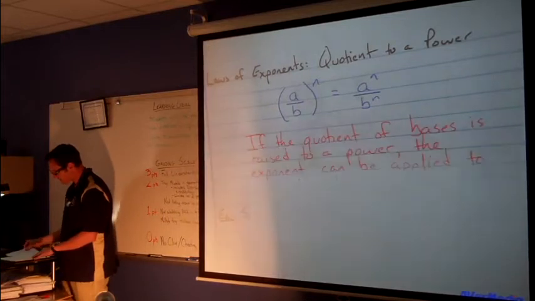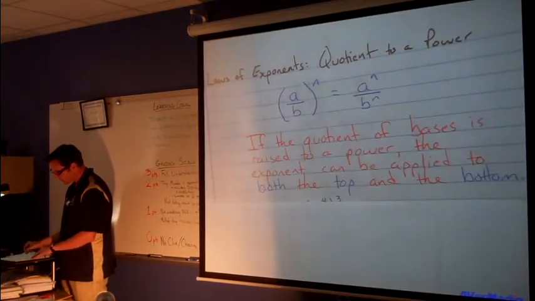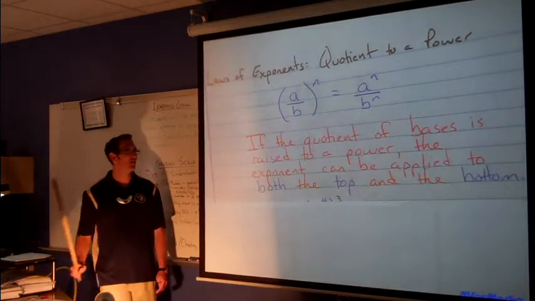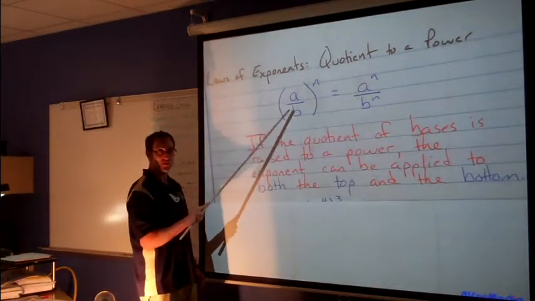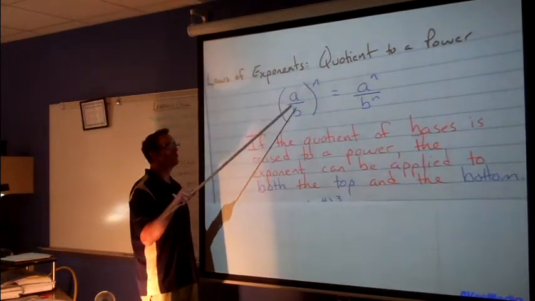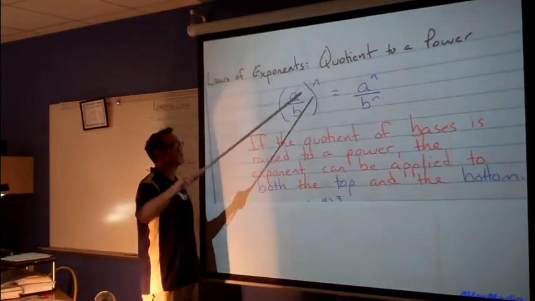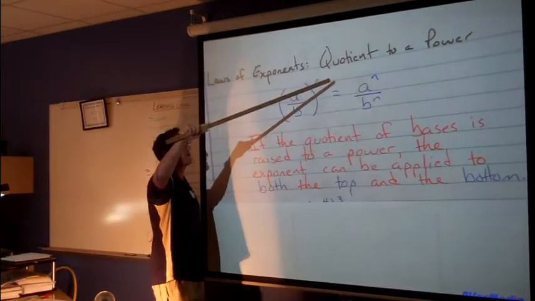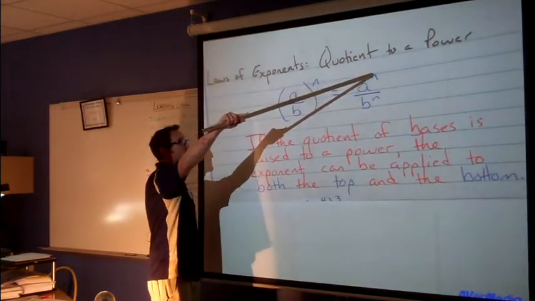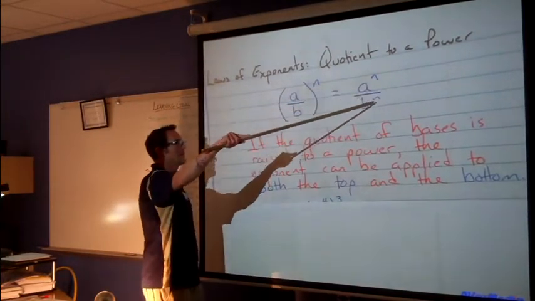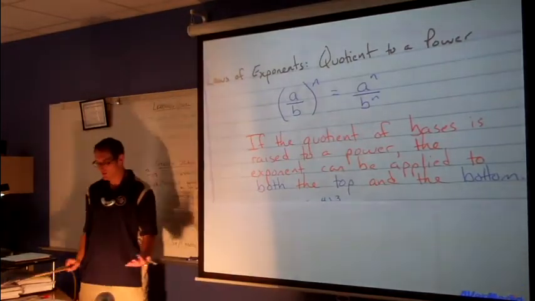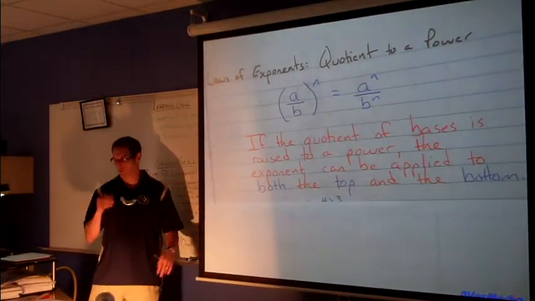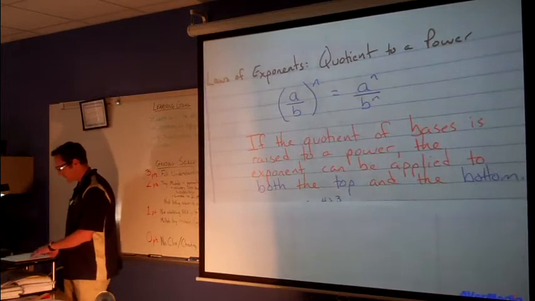So the words that I've written out for this: if the quotient of 2 bases, remember division means quotient, if the quotient of 2 bases is being raised to a power, the exponent can be applied to both the top and the bottom. Okay, so that's how this law works. It's very similar to product to a power, but this is dealing with division.